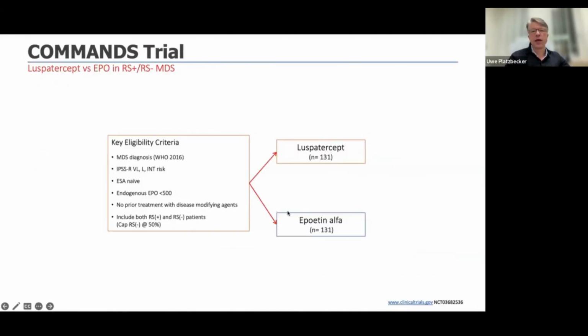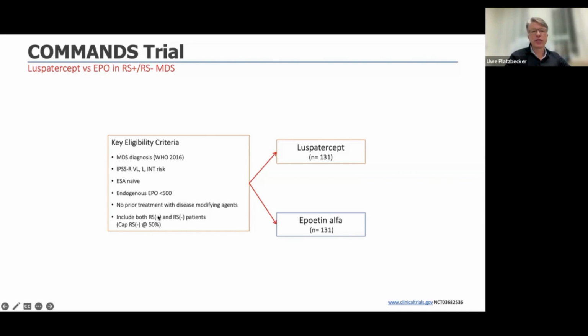So compared to the Medalist trial, the COMMAND study was different with regards to the design. Patients with, again, lower risk MDS according to the IPSS-R, with an endogenous EPO level of less than 500, but being treatment naive to EPO or ESA, were randomized to EPO versus luspatercept. Again, with the intention to show that luspatercept is superior to EPO alpha.